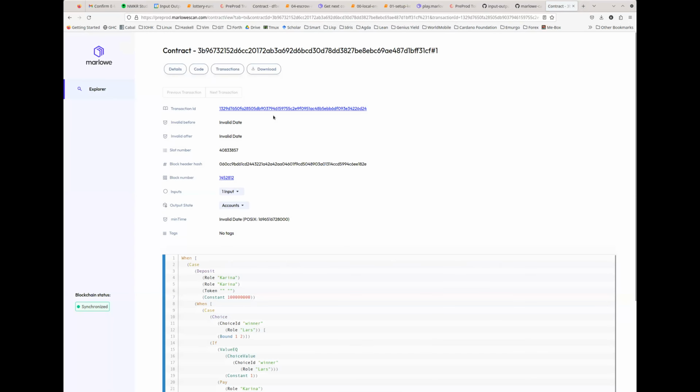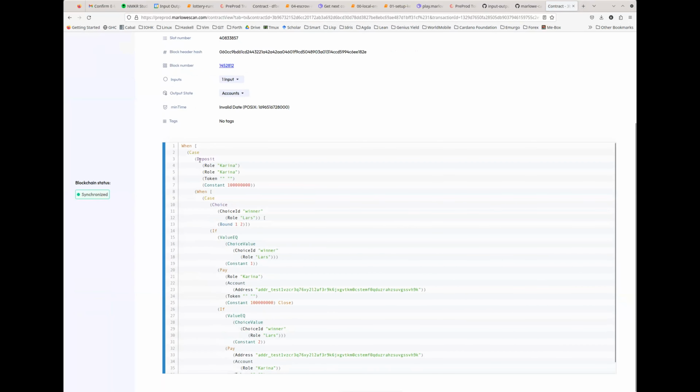Now see here in the Marlowe scan. It has now reduced. So now the only possible action, except for timeout, is that Karina makes a deposit.